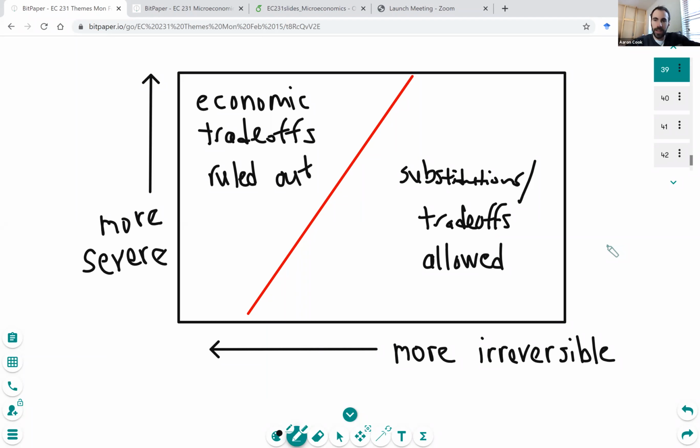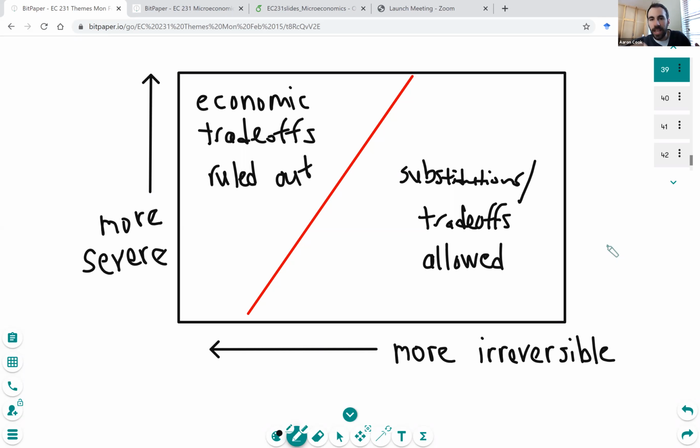So as we move from right to left, we are engaging in activities that result in more irreversible kinds of actions, things that have more irreversible effects on the natural environment. And as we move from the bottom to the top, we are taking on actions which have a more severe impact on the natural environment or on the natural resources. And those are two separate things. The severity is somewhat distinct from the irreversibility, and we can represent the combination of severity and irreversibility as any point inside of this rectangle.